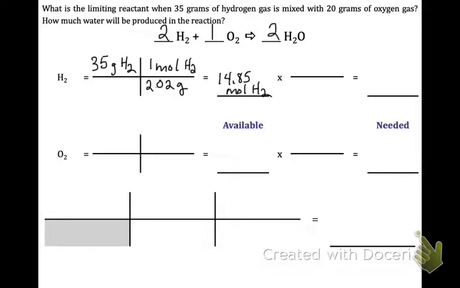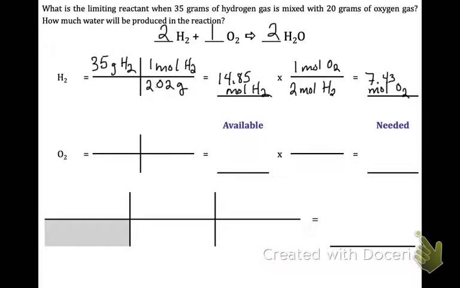I'm then going to take my moles of hydrogen and find out how much oxygen I would need to completely react. There are 2 moles of hydrogen for every 1 mole of oxygen gas. I would need 7.43 moles of oxygen in order to react with my 35 grams of hydrogen.